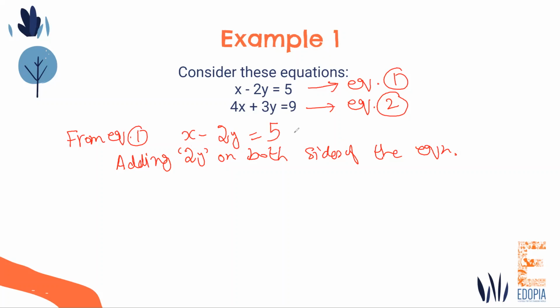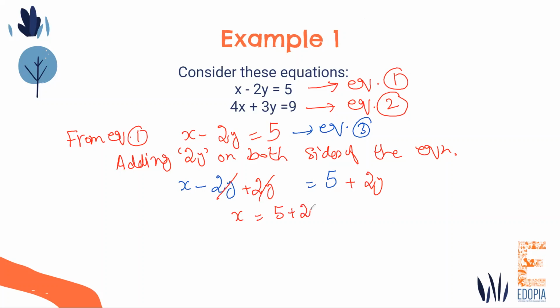Let us call this equation number 3 because we are going to use this equation later. Now I'm going to add 2y on both sides of x minus 2y equals 5. Since I have added 2y on both sides, plus 2y on the left hand side and plus 2y on the right hand side, the minus 2y plus 2y cancel out, and I will be left with x equals 5 plus 2y. This is our equation.